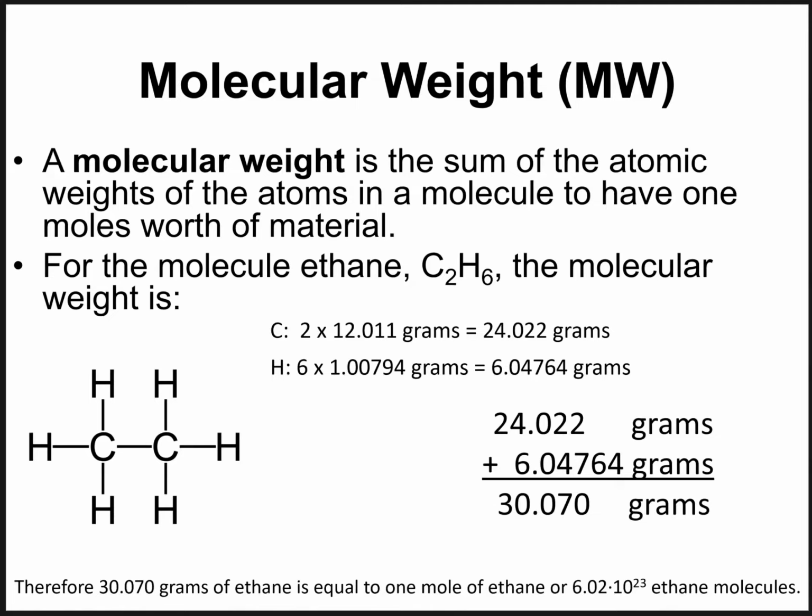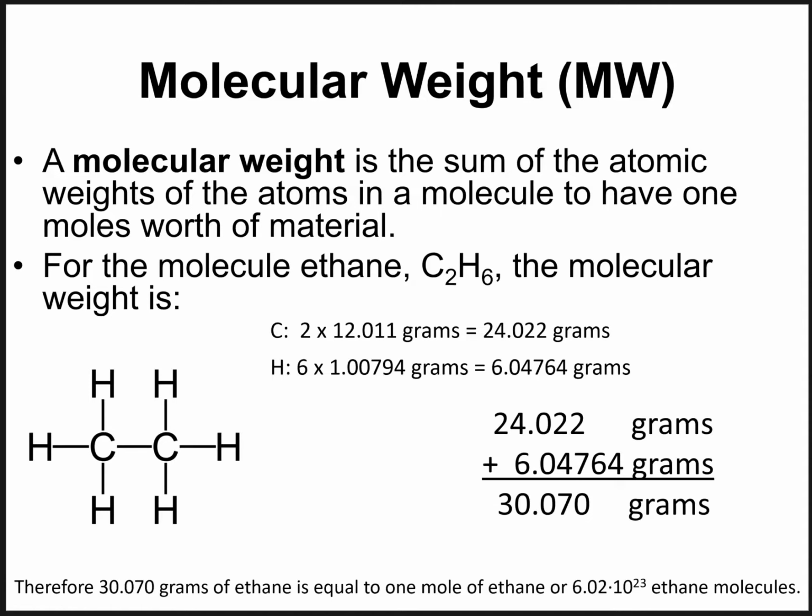So if we're going to talk about a mole of ethane, then we're talking about 30.07 grams of ethane. If I have 30.07 grams of ethane, I have 1 mole of ethane, or I have 6.02 times 10 to the 23rd ethane molecules present. So these three quantities are all describing the same amount of material. One's in terms of mass, and the other two are in terms of how many molecules are actually present.